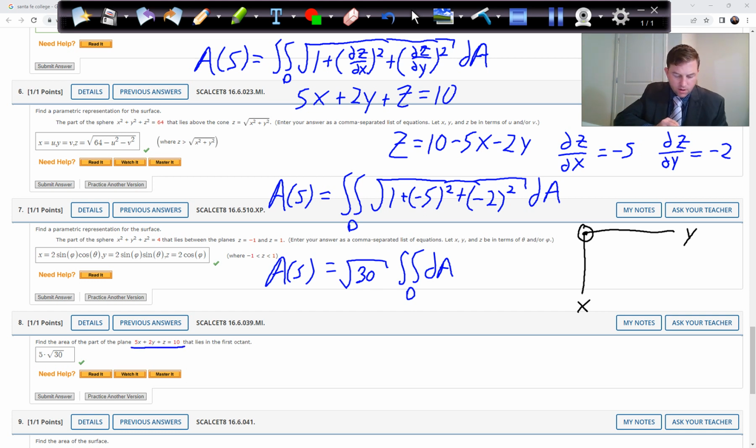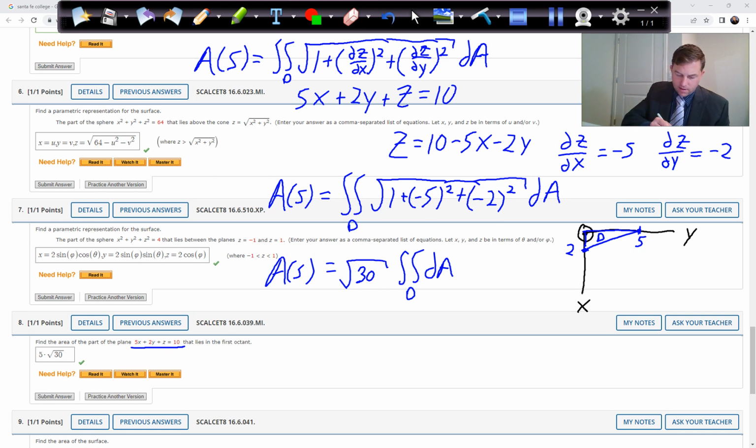If z is 0, when x is 0, our y value has to be 5 for this to equal 10. And when y is 0, our x value has to equal 2 to equal 10. And there's basically a line in between them. Okay, and so we're looking at this region here. This is D.